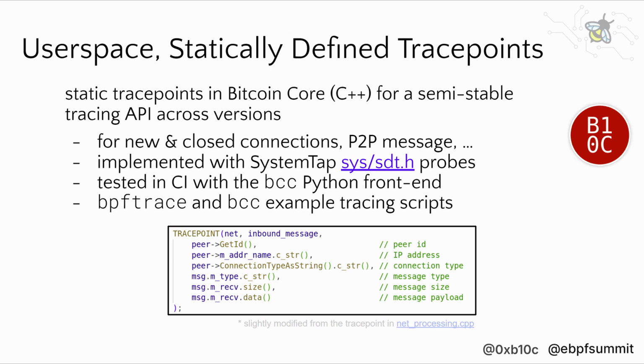The tracepoint interface is tested in the CI with the Python frontend for BCC, and there are bpftrace and BCC example tracing scripts. The snippet shows the tracepoint for inbound P2P messages. Six arguments are passed to the tracepoint with information about the peer which sent the message and the information on the message and the message payload.